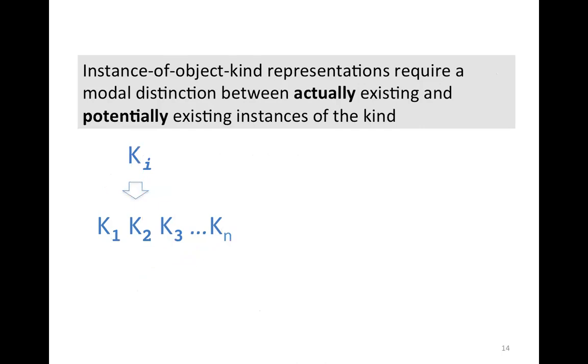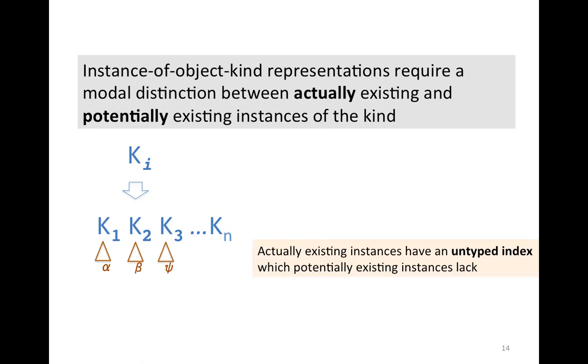A third characteristic that needs to be added to instance of kind representations is a distinction between actually existing instances and potentially existing instances. Since we can think of an unlimited number of instances of any given kind, we need to distinguish between those instances which actually exist or existed and those which don't actually exist but exist only potentially. And I'm going to suggest that we add one more index, in this case an untyped index, which actually existing instances have but potentially existing instances lack. And I'm going to use Greek letters here for the untyped index.